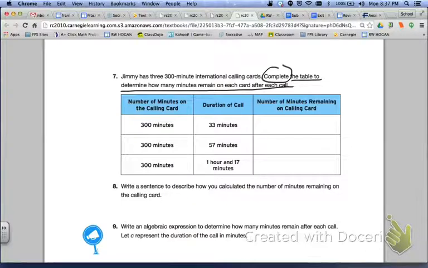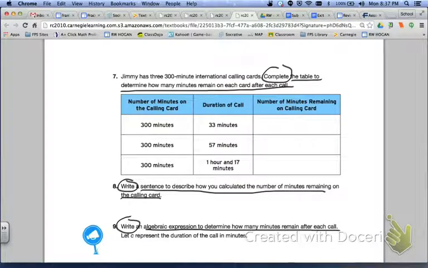If we take a look at the top of page 496, number 7 says Jimmy has 3 300-minute international calling cards. Complete the table to determine how many minutes remain on each card after each call. So go ahead and fill out the table for number 7. For number 8, again, we are writing a sentence to describe how we calculated the number of minutes remaining on the calling card. And finally, for number 9, we are writing out an algebraic expression to determine how many minutes remain after each call. We are going to let C represent the duration of the call in minutes.